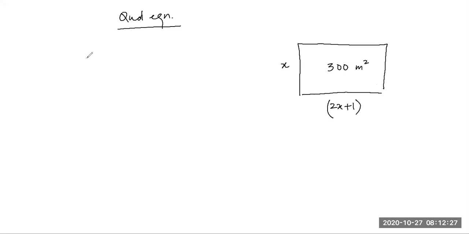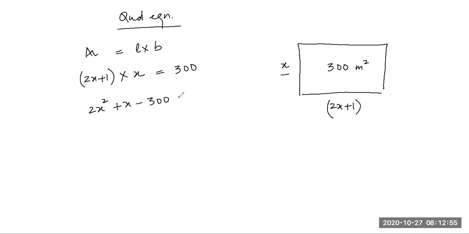So it's perfectly fine. We know that area of a rectangle is equal to length into breadth, right? So length is 2x plus 1. I've taken this because obviously sometimes I can imagine length is more than breadth, but it doesn't matter even if you take x first. 2x plus 1 into what is breadth? X is equal to area is given, 300. So that's a beautiful thing. Now when I multiply, I will get 2x square plus x minus 300 is equal to 0.